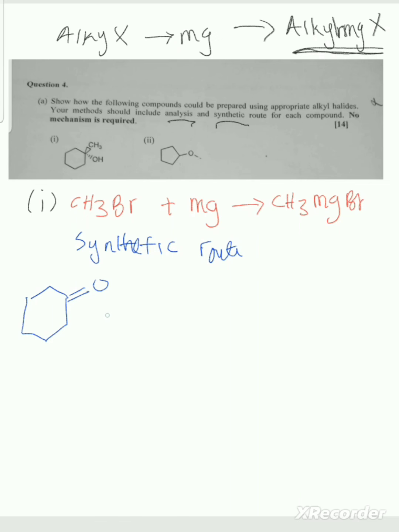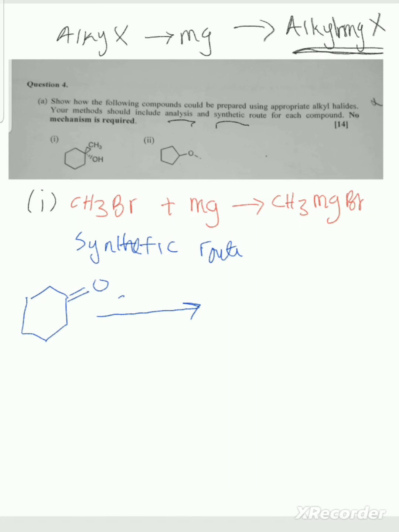Now when a ketone reacts with a Grignard reagent, it forms an alcohol, which is a tertiary alcohol, in the presence of an acid. Don't forget about that. But here we're not showing a mechanism. I'm just going to write it.